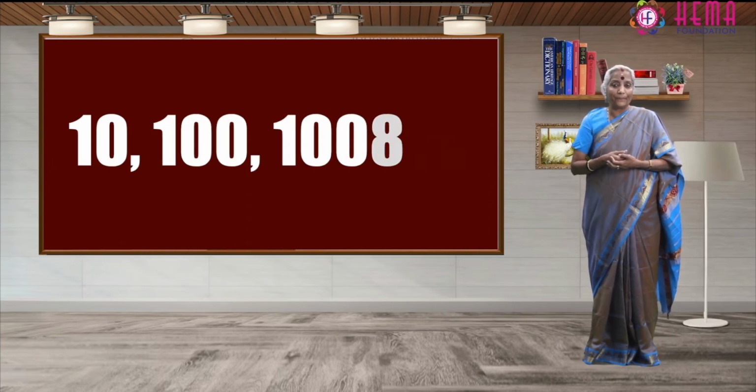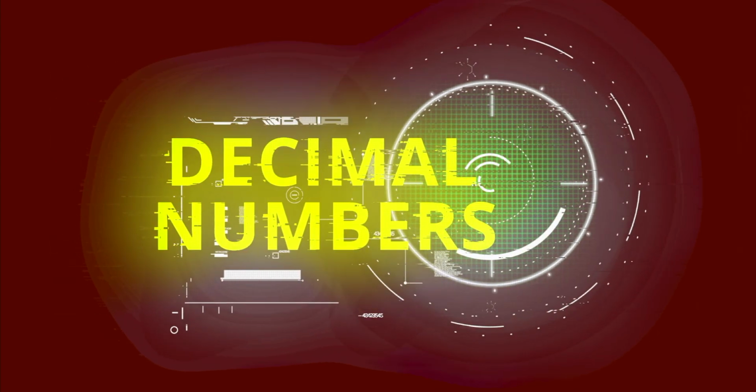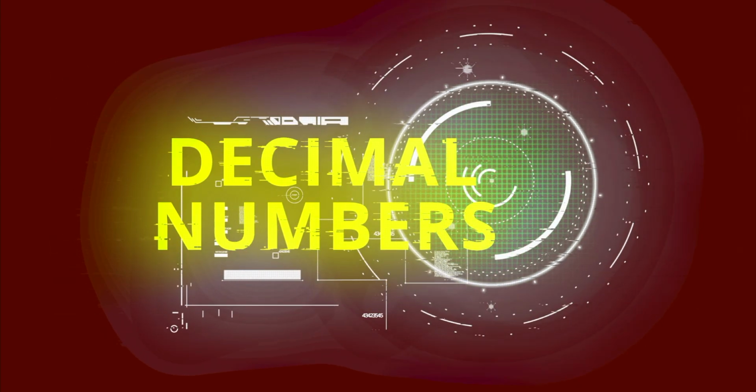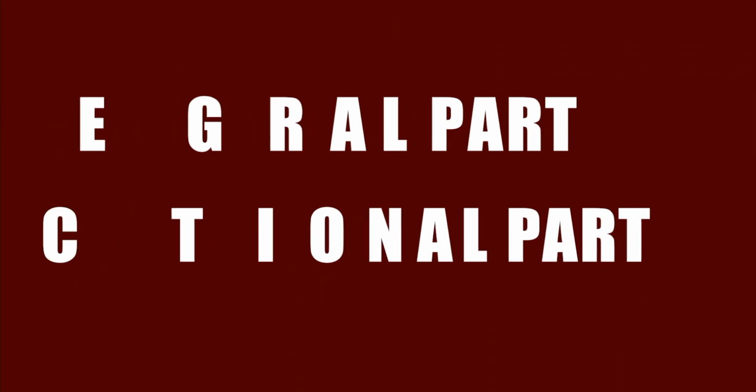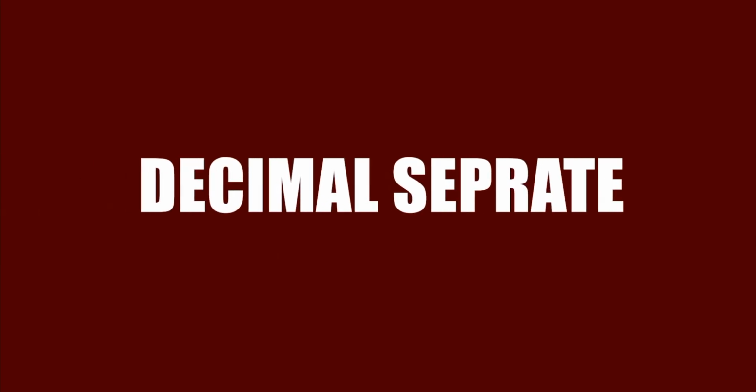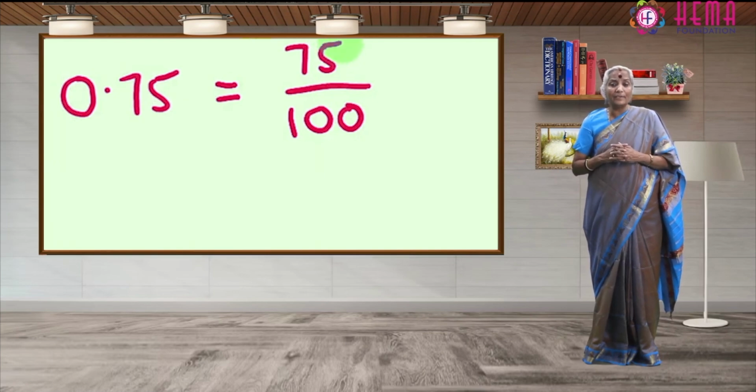1000, etc. A decimal number refers to a number consisting of the following two parts, integral part and fractional part. These both are separated by a decimal separator called the decimal point. We learn to relate fractions and decimals in real life situations.